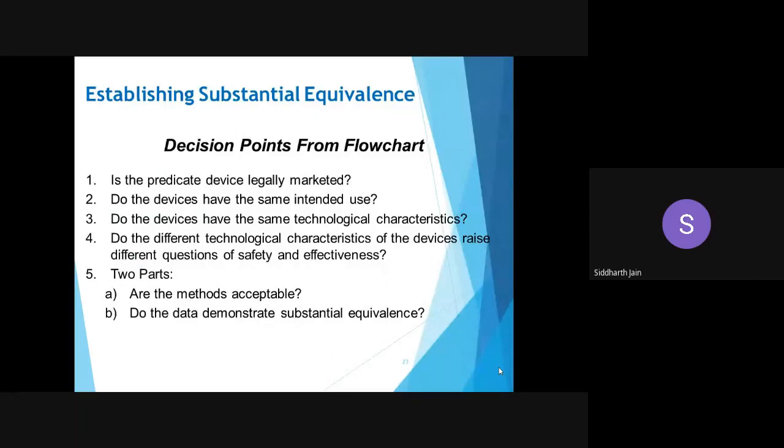So, establishing substantial equivalence. What are the major decision points from the flow chart which I have shown you? Is the predicate device legally marketed? Does the device have the same intended use? Does the device have the same technological characteristics? Or if there is a difference, is there any difference in safety and effectiveness, which I already talked to you about? There are two parts: are the methods acceptable, or does the data demonstrate substantial equivalence. So these are typical decision points from the flow chart, which will have a direct impact on your 510K applications. The next slide.